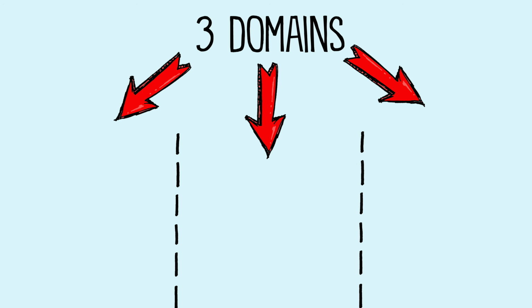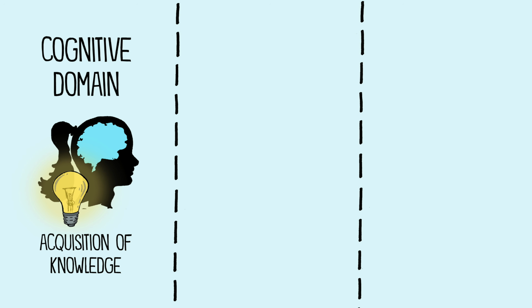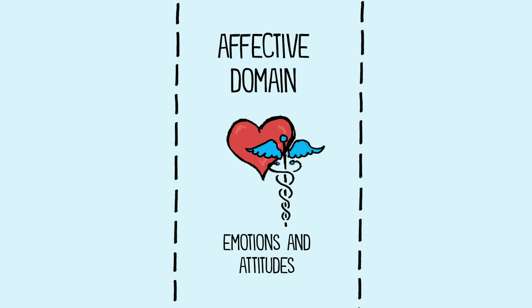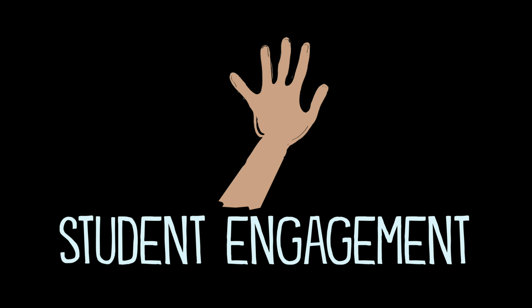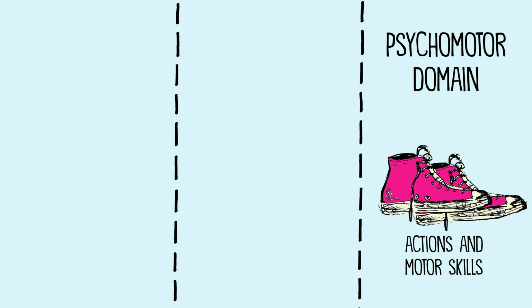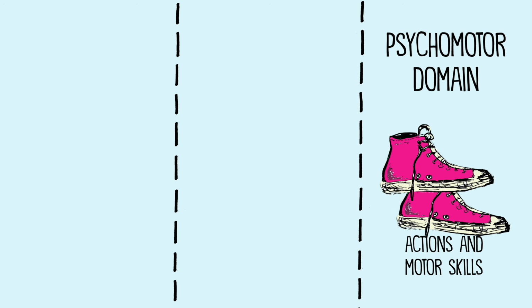This model broke learning objectives down into 3 different domains. The first was the cognitive domain, which focused on the acquisition of knowledge. The second was the affective domain, which focused on emotions and attitudes, and it tends to be tied to things like student engagement. And the final was the psychomotor domain, which focused on actions and motor skills.